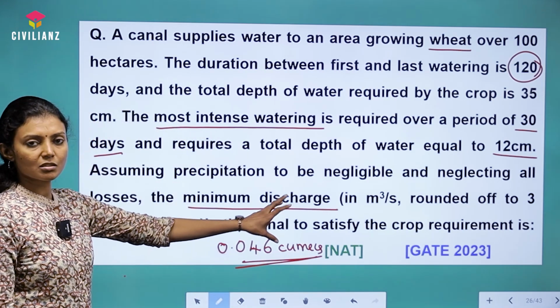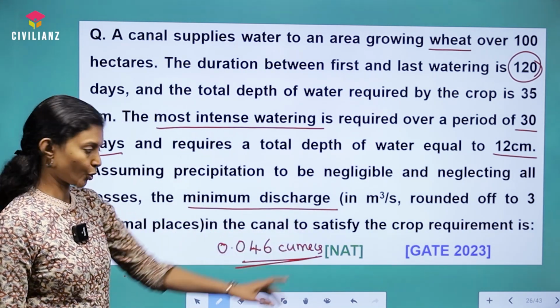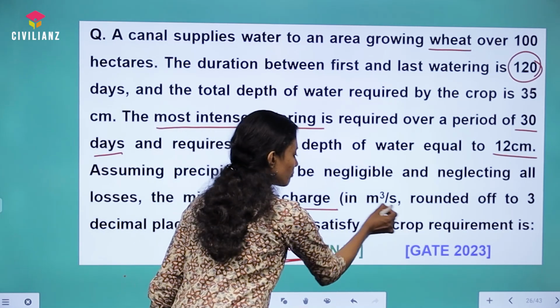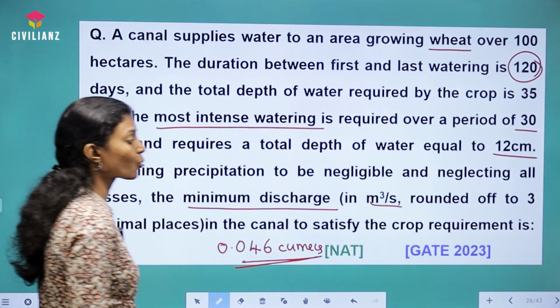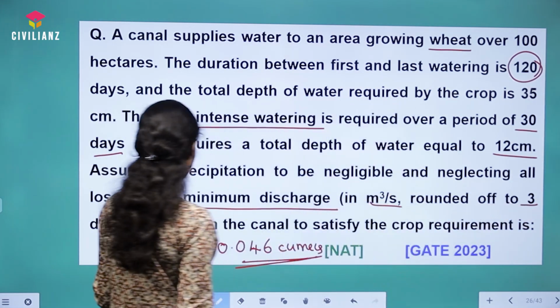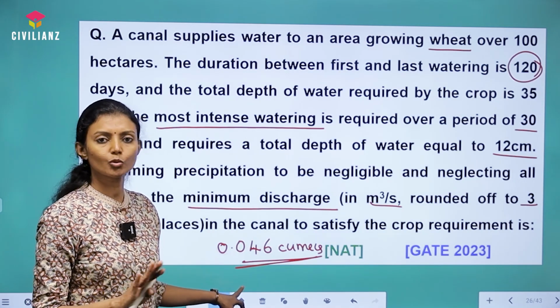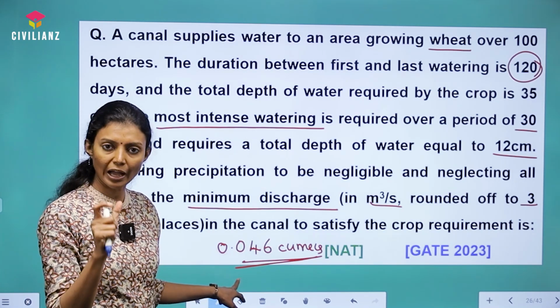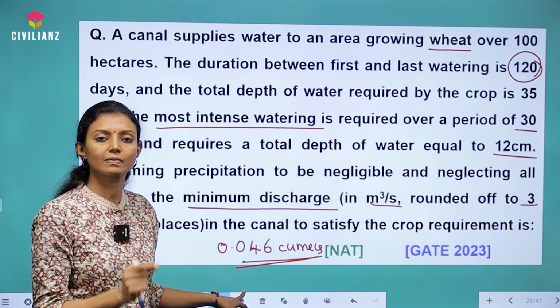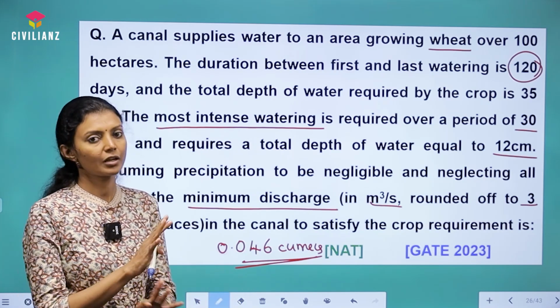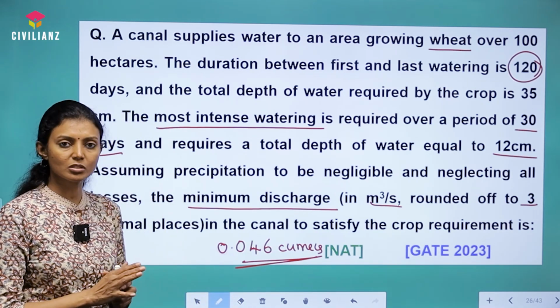Now, just see the bracket, what is instructed to you. The answer should be in meter cube per second and rounded off to 3 decimal places. So, if you are writing the answer as 0.04, you won't be awarded any marks. So, you have to present your answer in 3 decimal places itself. Clear? Okay. So, I hope this question is clear.